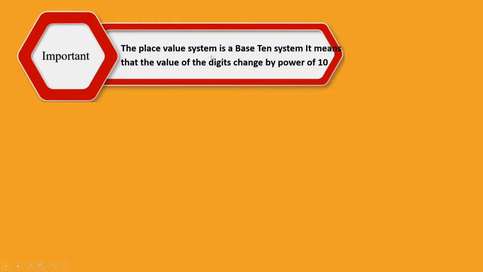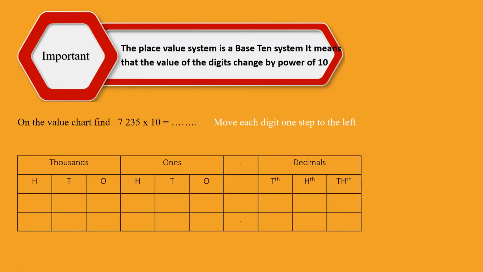The place value system is a base 10 system. It means that the value of the digit changes by a power of 10, like we took before. Okay. On the value chart, find 7,235 times 10.